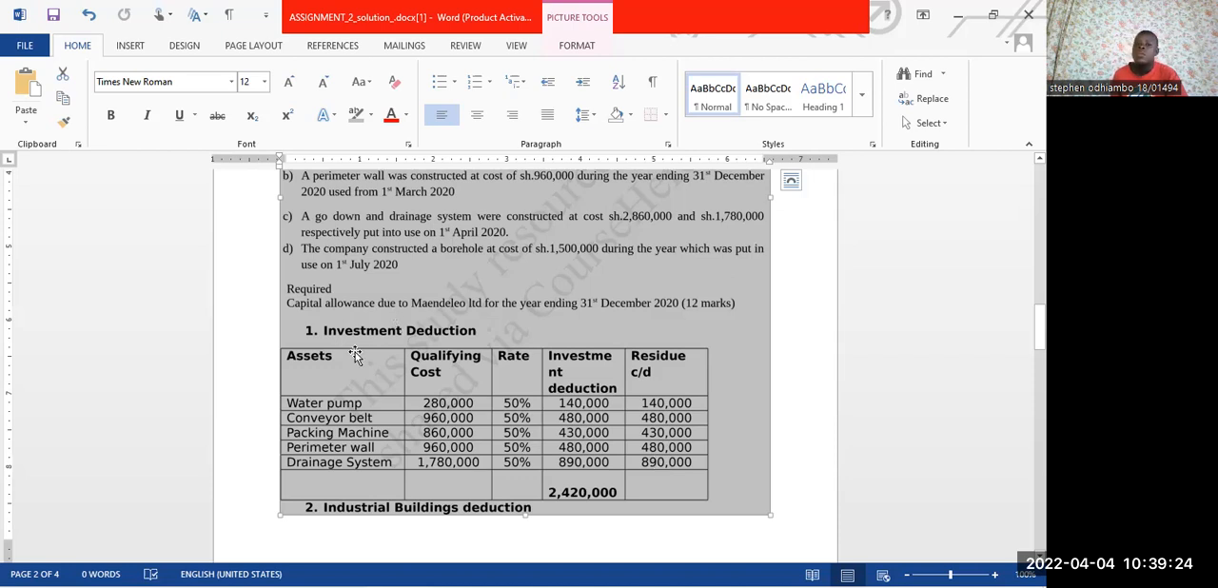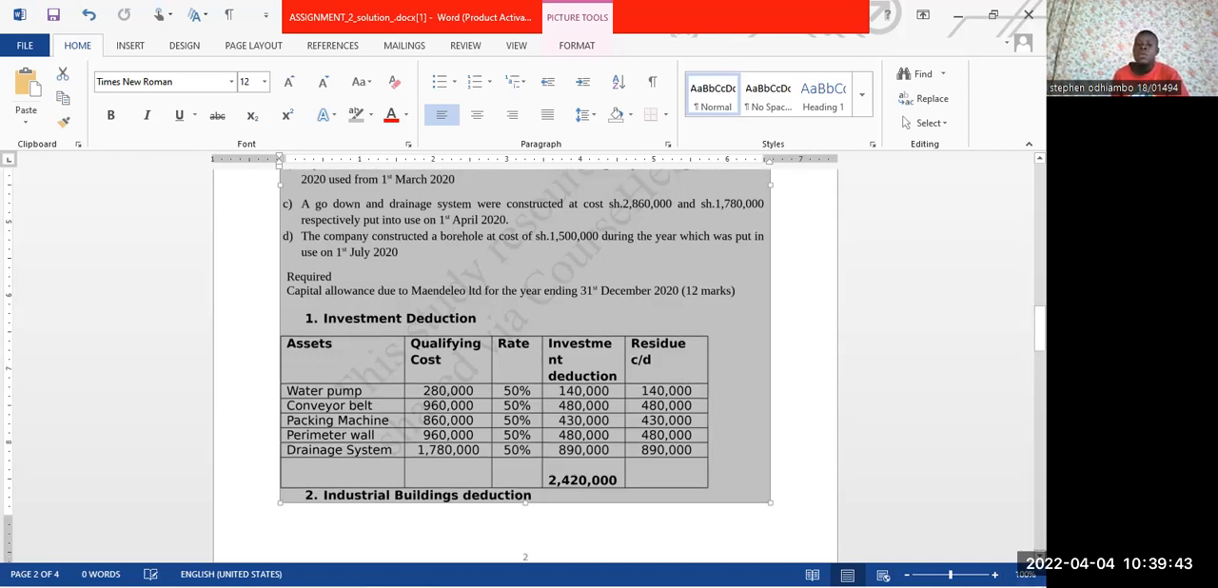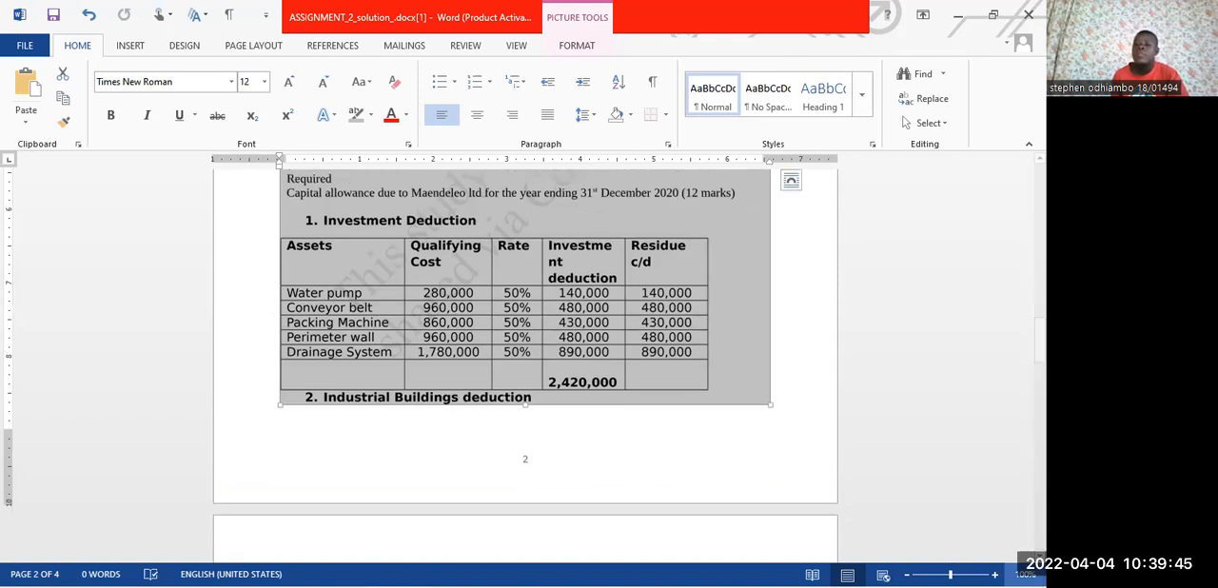So the total investment reduction, if you sum all this, is 2,420,000, and that is all to do with investment deduction or investment allowances. Let's move to the next allowances you are supposed to be looking at. We have industrial building deduction or allowances.